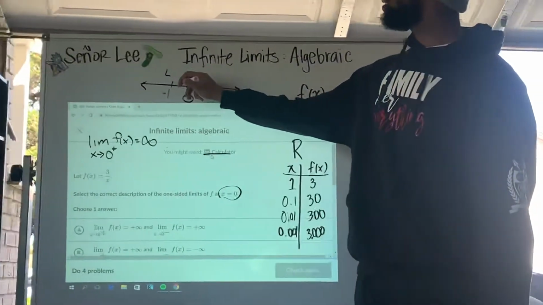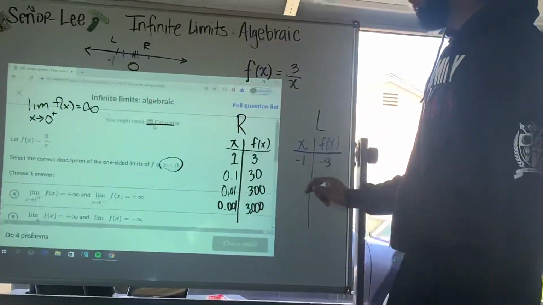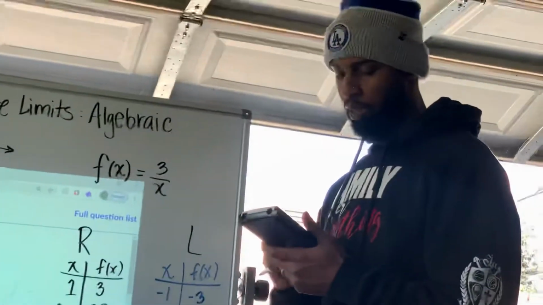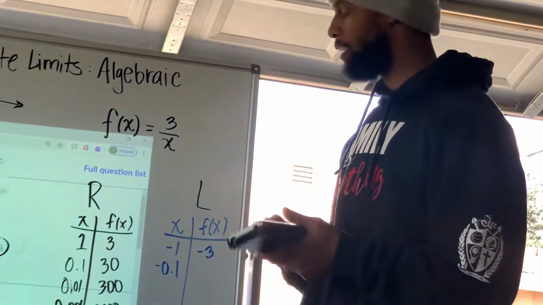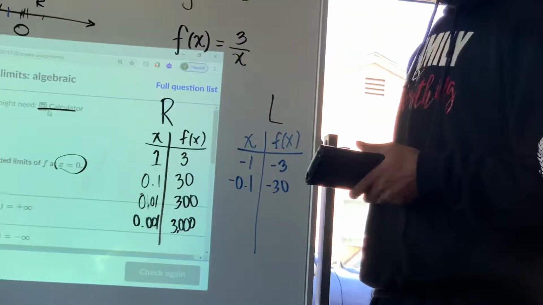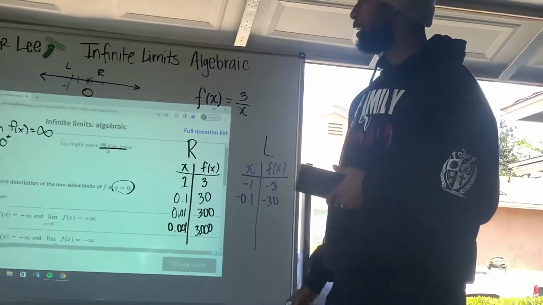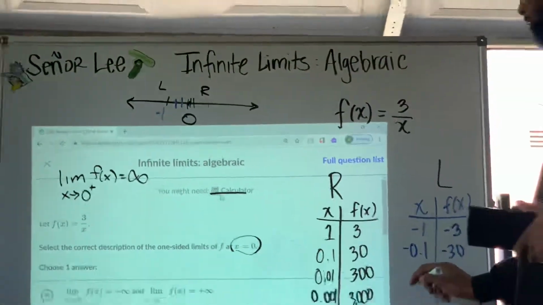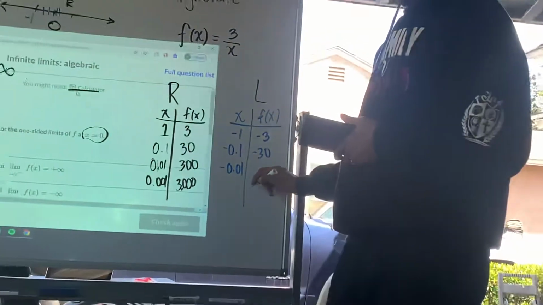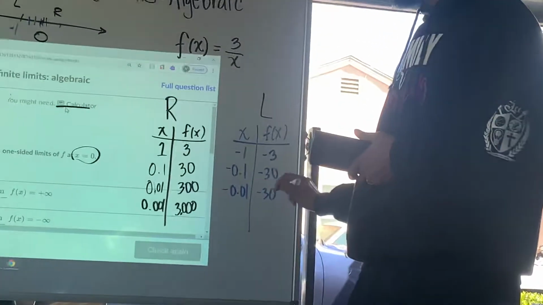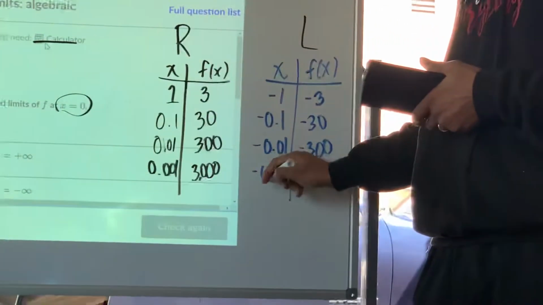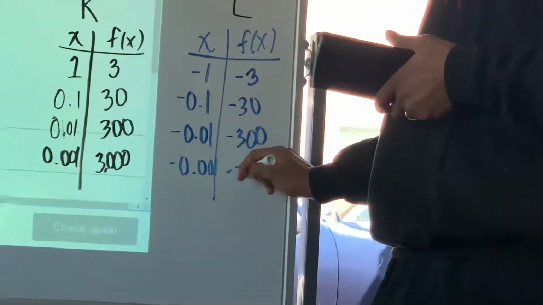Now I'm gonna get even closer to 0 from the left. Put -0.1. Put 3 divided by -0.1. That should give you -30. I'm going to get even closer from the left. Negative 0.01 is going to give me negative 300. And you want to get even closer from the left. Put in negative 0.001, and it'll give you negative 3,000.